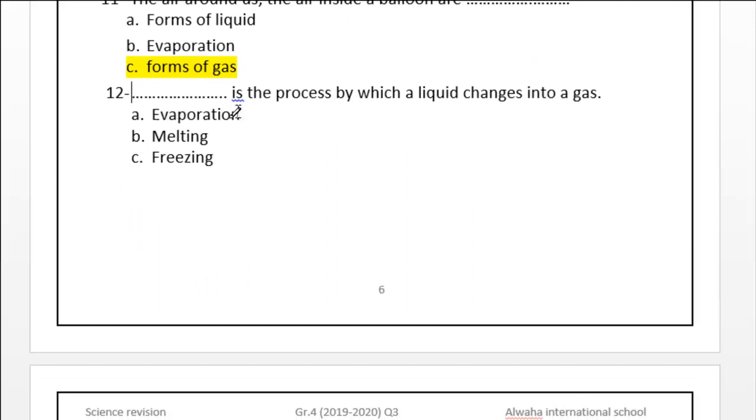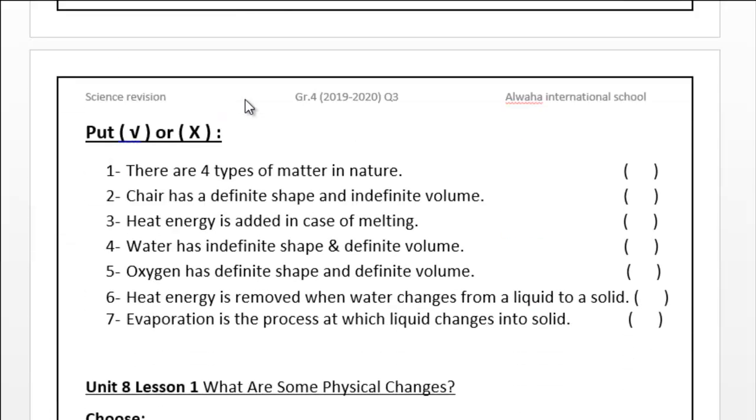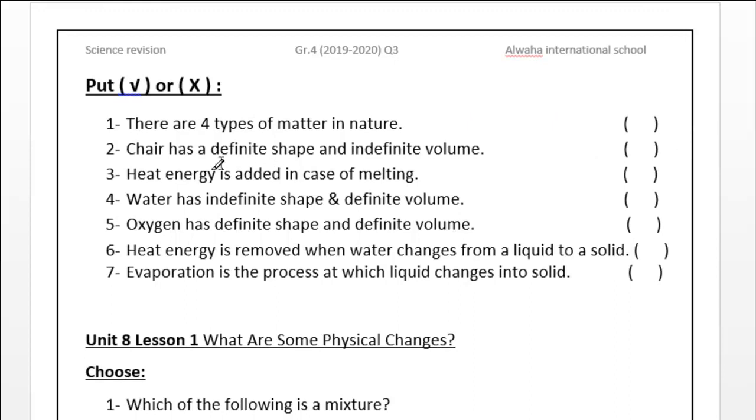Okay. Number 12 is the process by which liquid changes into gas. Liquid changes into gas, so it will be evaporation. Okay, put true or false. There are 4 types of matter in nature. This is false. Chair has a definite shape and indefinite volume. No, chair is a solid, so it has definite shape and volume.